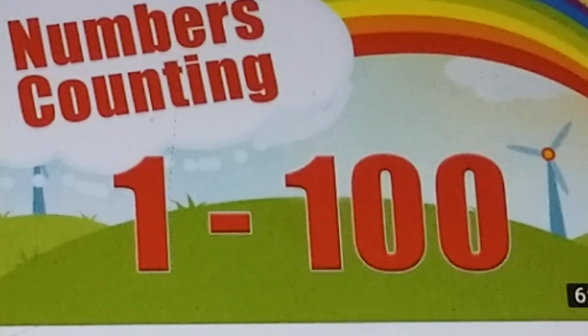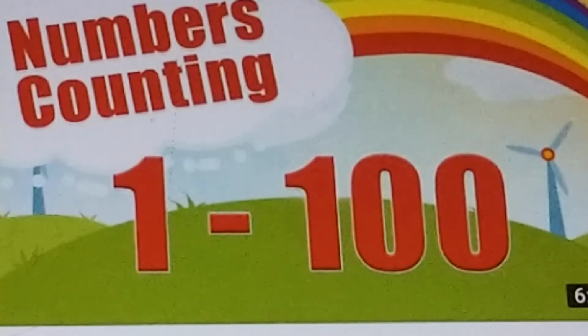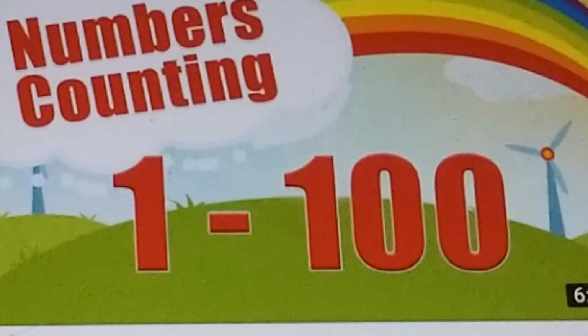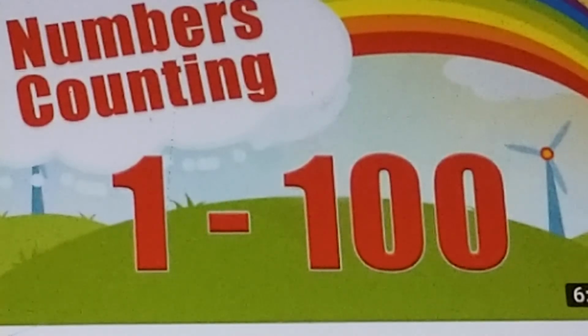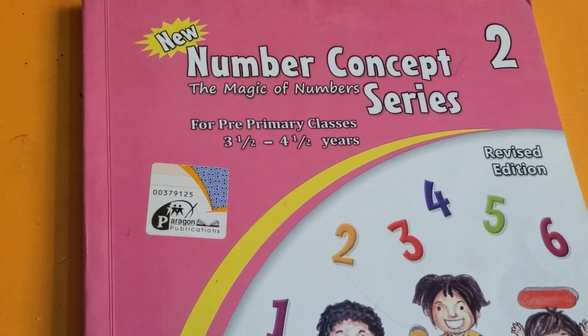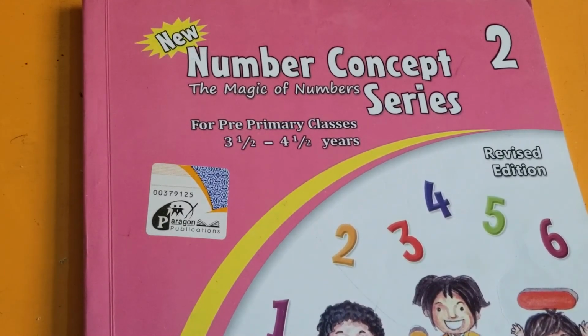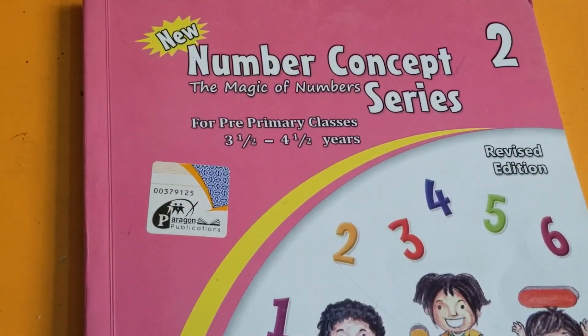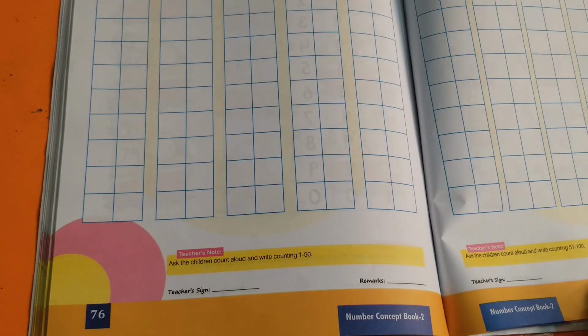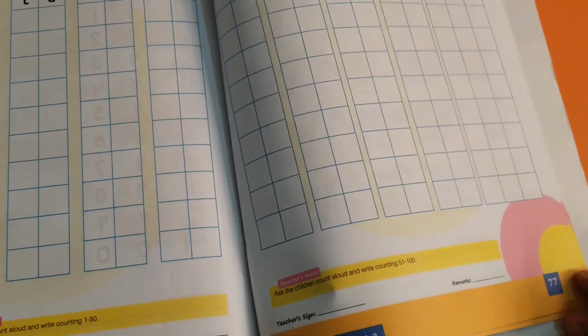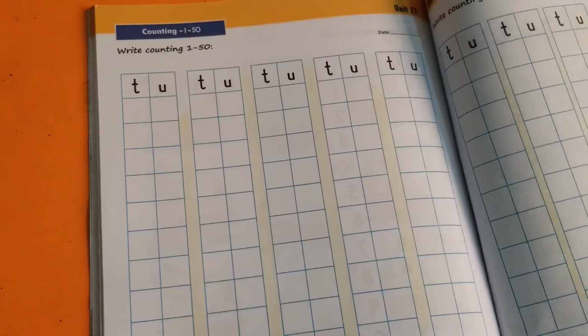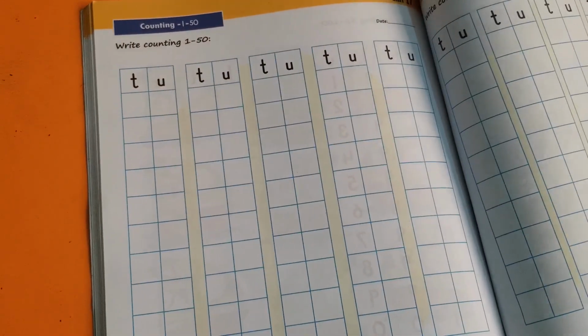Children, in our previous video and regular classes, we already studied forward counting 1 till 100. So children, today we will write forward counting 1 till 100 in our number concept series book 2. Children, this is your number concept series book 2. Now open at page number 76 and 77. So children, start counting with me.